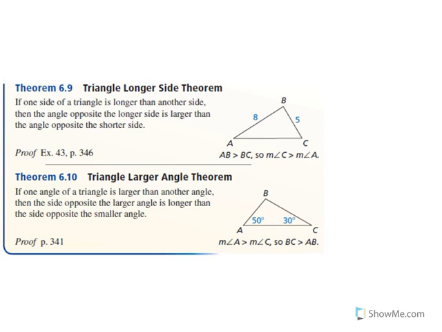Let's practice with this. We have two theorems that use that concept and idea. One of them is the triangle longer side theorem. It says if one side of a triangle is longer than the other side, then the angle opposite the longer side is larger than the angle opposite the shorter side. Remember, angles relate to the sides that are opposite. So if I look at this 8 right here, the angle that that side would go with would be directly opposite, so it actually goes with angle C. The length of 8 goes with angle C.